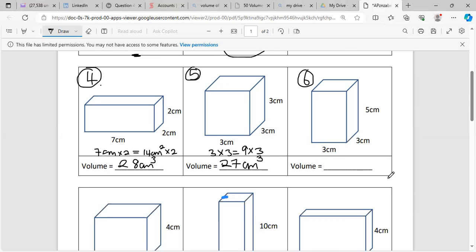Can I do the next one, sir? 3 centimeters times 3 centimeters is 9 centimeters. So 9 centimeters times 5 centimeters, that would be 45 centimeters. What's the unit?